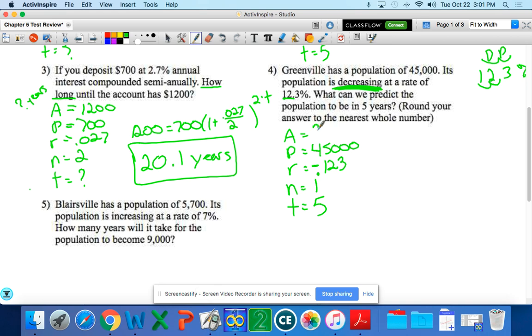So in this case, we are looking for the value of A. We're looking for that final amount. And when we go to set this up, we see that we have the entire right-hand side. But we have a negative rate.